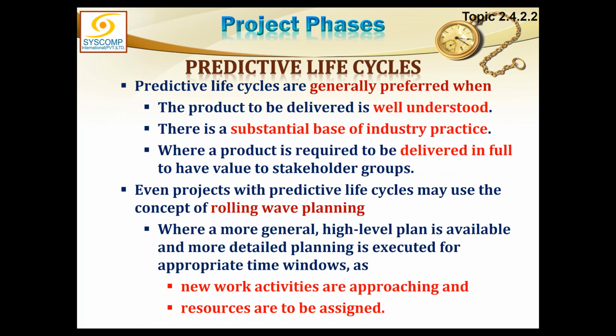They are generally preferred when the product to be delivered is well understood, scope is clear, well understood. There is a substantial base of industry practice where a product is required to be delivered in full to have value to stakeholder groups. You can't deliver the product in parts. Although you may still create things in parts, in phases, the delivery has to be done only at the end. So that makes a case for a predictive life cycle.